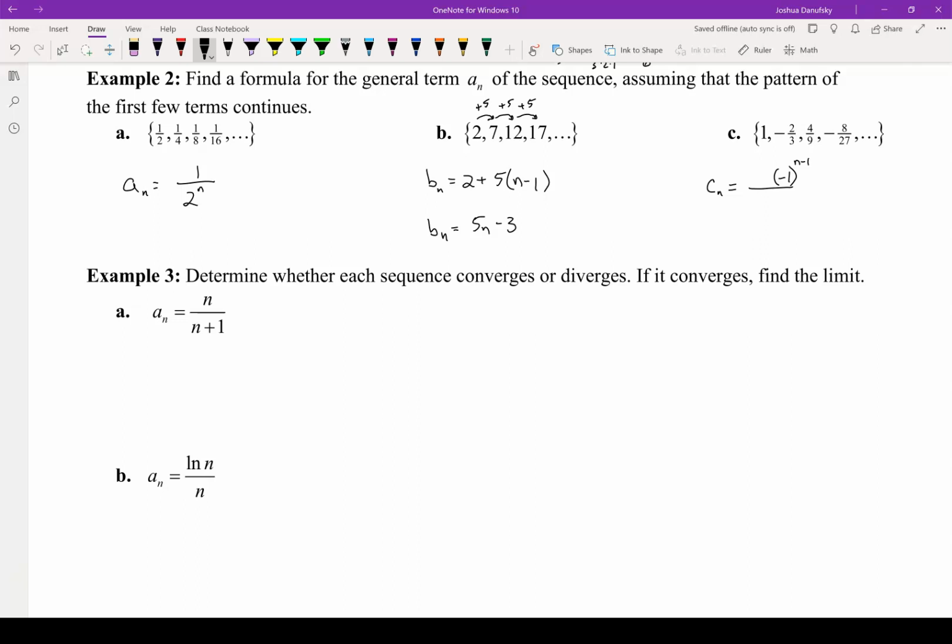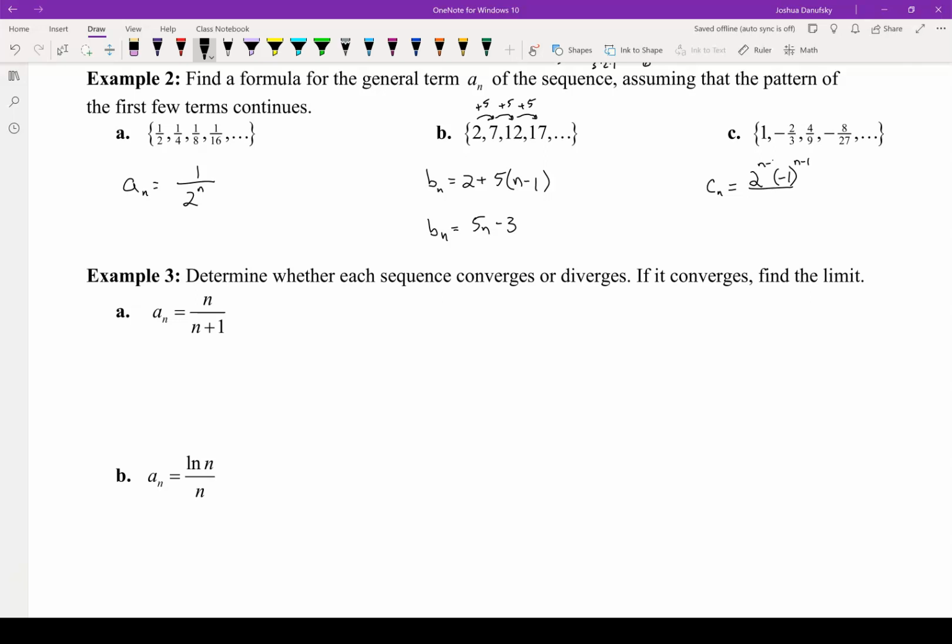Now the numerators start with 1, then 2, then 4, then 8. Those are powers of 2. So if we put 2 to a power here, again, if we put n, that's not going to work because when n is 1, we're going to start off with a 2, and we don't want that.